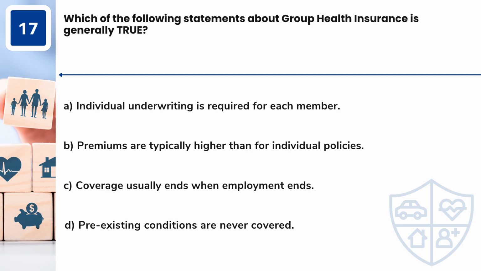Question 17. Which of the following statements about group health insurance is generally true? A. Individual underwriting is required for each member. B. Premiums are typically higher than for individual policies. C. Coverage usually ends when employment ends. D. Pre-existing conditions are never covered.